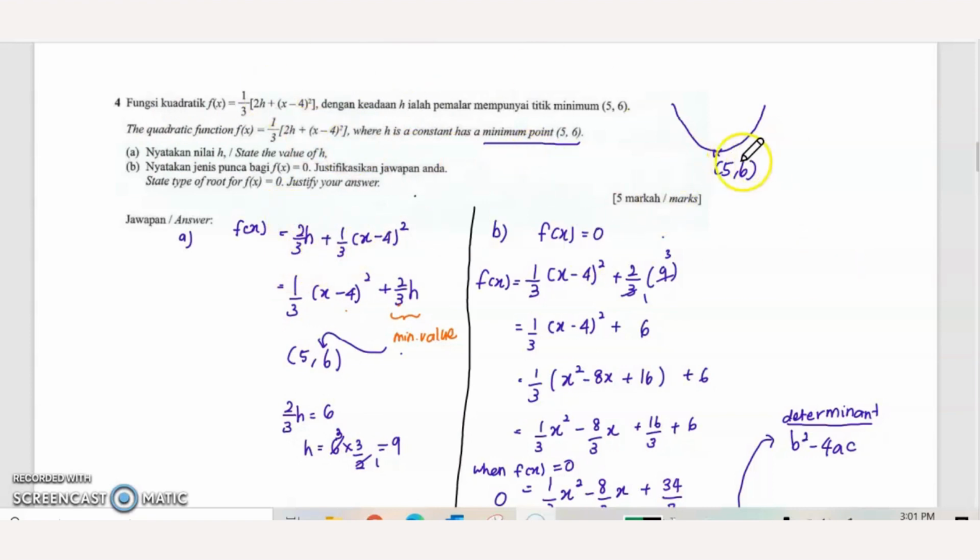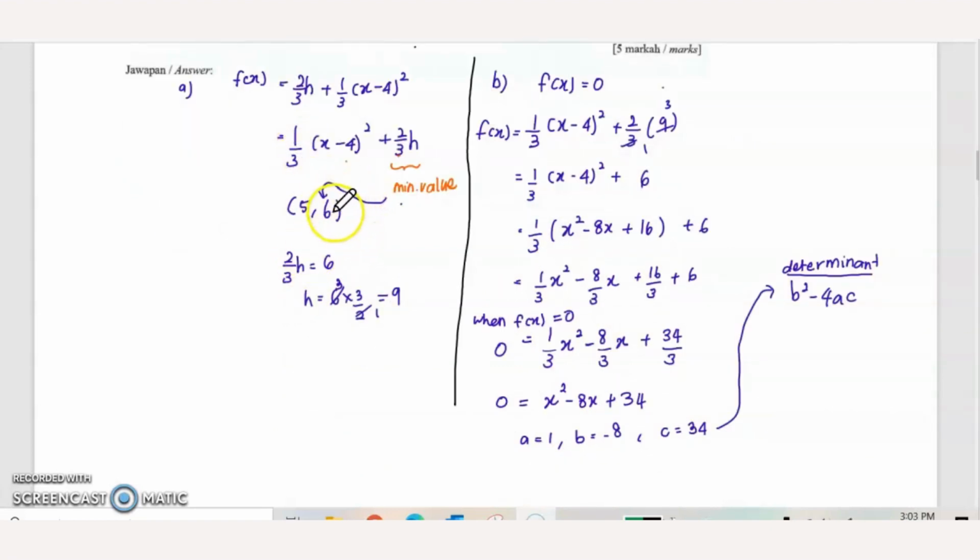So since this is the minimum 6, so, daripada bentuk ni, awak kena tukarkan dia dalam keadaan completing the square. Okay, so dalam keadaan completing the square, so this part is, okay, and then y coordinates here is actually the minimum point, the minimum value, sorry. So, once we arrange into completing the square form, the last term here is actually the minimum value, because this is the minimum point, so this is the minimum value. So we equate 2 over 3h dengan 6. So kita equate dia, so h is equal to 9.